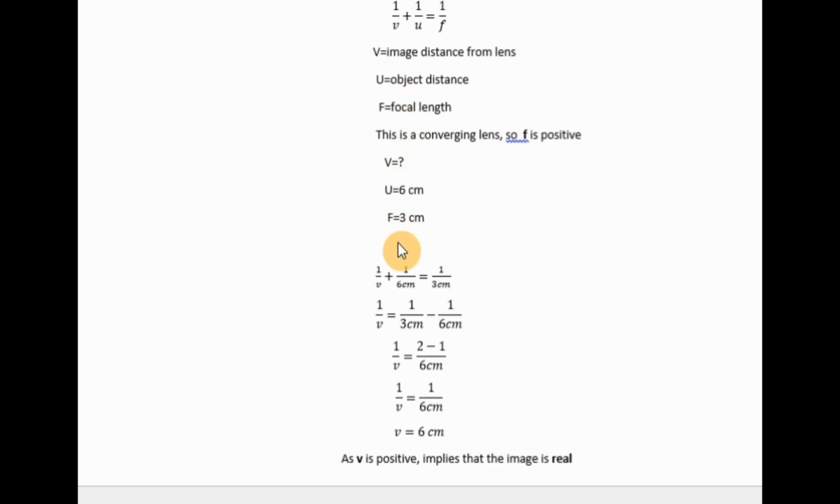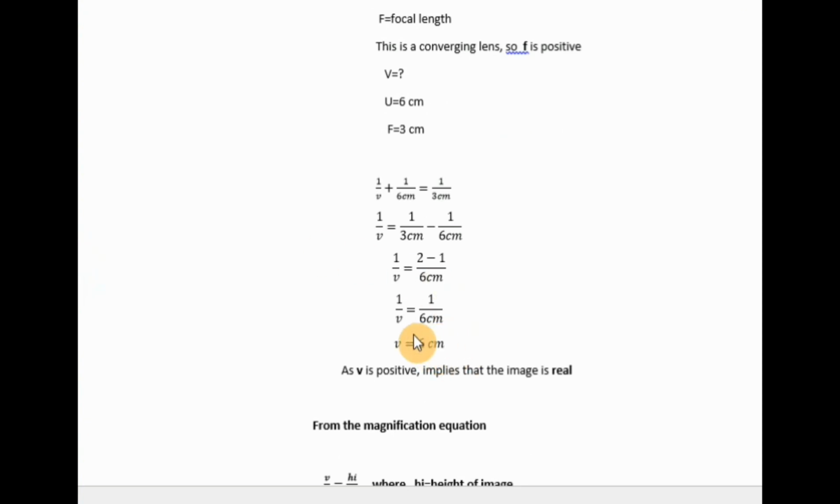Yes, so according to the formula, we get 1 divided by V plus 1 over 6 is equal to 1 over 3. In our calculations, if we put it to the common denominator, it will be 2 minus 1, and finally we find that V is equal to 6. You see that as U is equal to 6, also V is equal to 6. As we have said, V is positive, which implies that the image is real because we have a positive value of V.